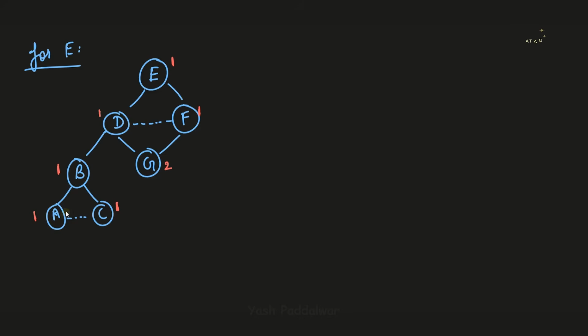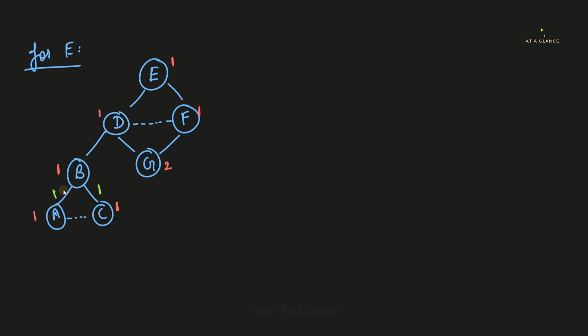So since A is the leaf node, the edge centrality of the edge AB will be 1 divided by 1. That is nothing but 1. Similarly for BC also it is 1. Now, B is a non-leaf node and we have to calculate the centrality of the edge DB.